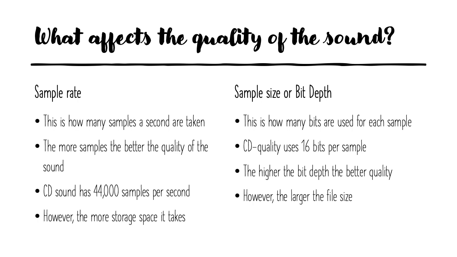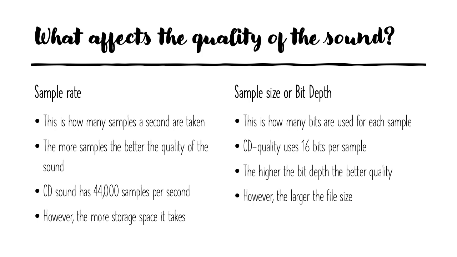So there are two main factors that affect the quality of the sound that you're storing digitally: sample rate, and then what we call sample size or bit depth. Now, sample rate is simply how many samples that you take per second. In other words, how many times do you chop the sound up into individual parts each second of sound. And the more samples that you take per second, the better the quality of the sound, as we saw in the previous slide. The CD quality sound has its sample rate set at about 44,000 samples per second.